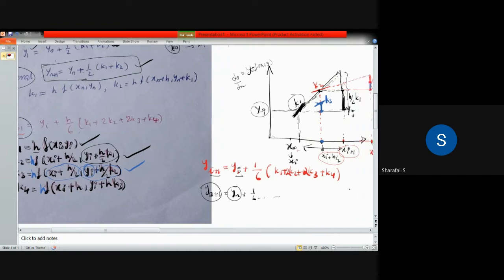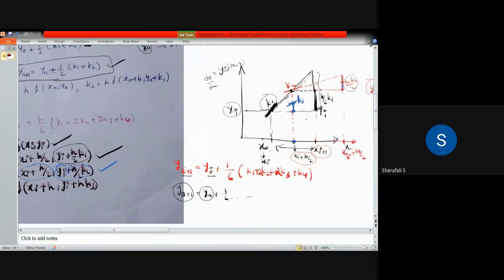So for K3, you'll be having a slope like this. And now you have to extend that slope. This K3 slope you have to extend again, so that again it will reach somewhere here. Something like this. And you will be getting this quantity. And this is nothing but your HK3. H times K3.